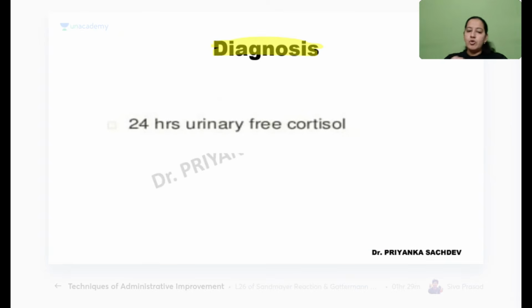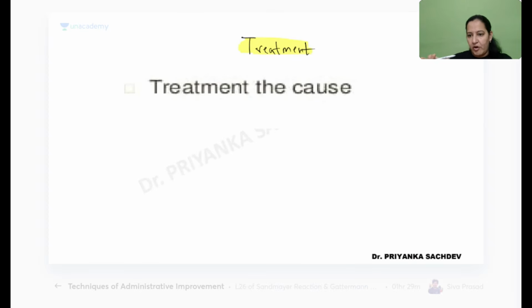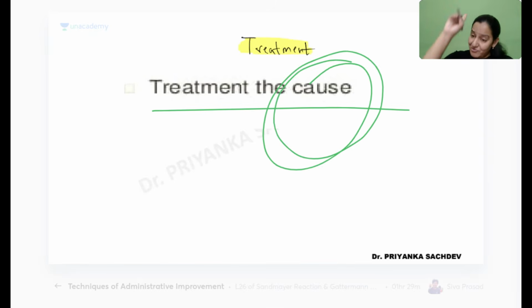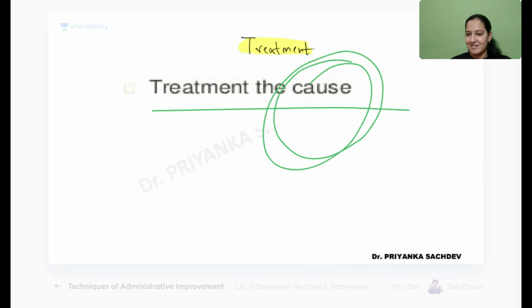How will you diagnose? You do 24-hour urinary free cortisol, and you know the challenge test, which you have already studied. Based on it, you will diagnose it. Treatment: treat the cause, treat the malignancy, do the surgery of whatever tumor is presenting. When you remove the tumor, ACTH concentration automatically reduces and Cushing syndrome is automatically treated. Give me a thumbs up, everyone. So that is the first paraneoplastic syndrome from endocrinopathy, Cushing syndrome.